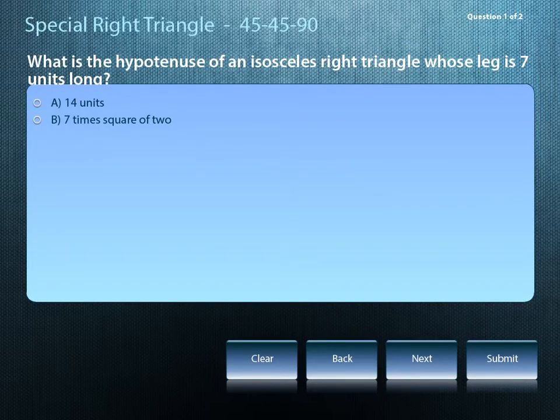Now let's try to apply what we learned about the special right triangle. Try to solve the next two questions applying the shortcut rule that we have just discovered. Good luck!